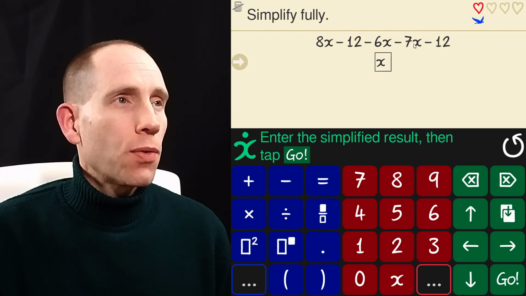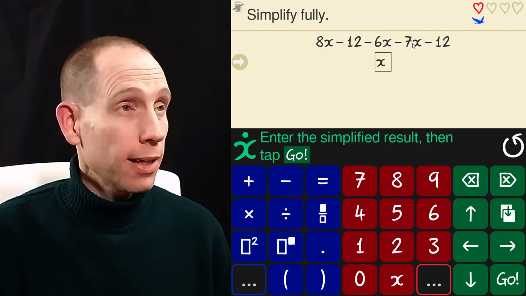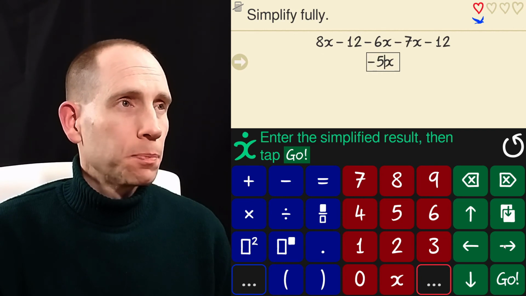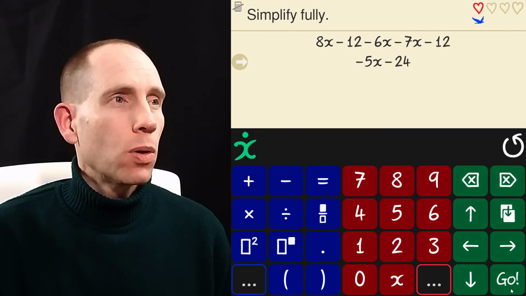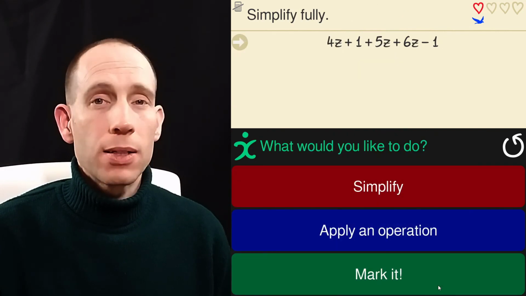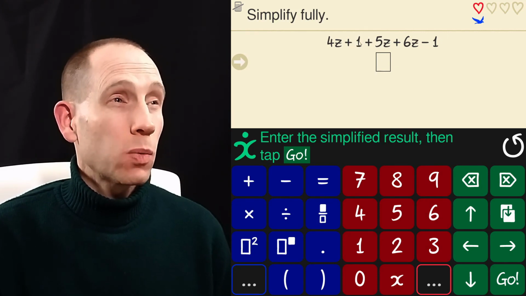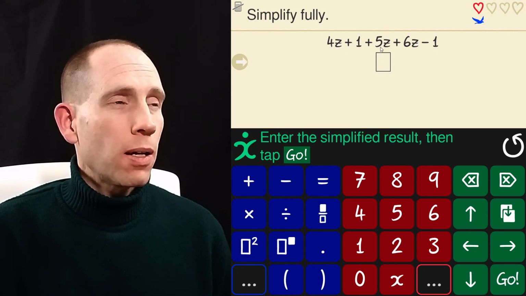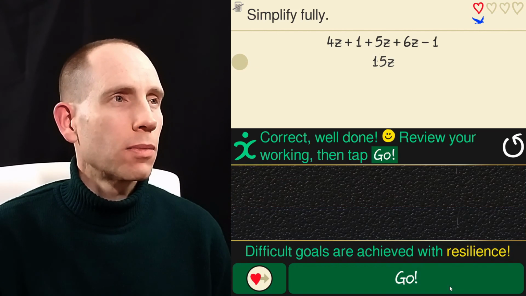So x terms, I've got 3 of them, so minus 6x and a minus 7x is going to give me minus 13x, plus an 8x, and I think that's going to give me minus 5x. And then I've got a minus 12 and a minus 12, which will give me minus 24. See if that's right. Yep, that's okay. Let's try another one. So I've got some z's here, 3 z terms, a plus 1 and a minus 1 term is going to be 0. But my 3 z terms, I've got a 4, a 5, that's 9, plus a 6 is going to give me 15 z's. There we go.